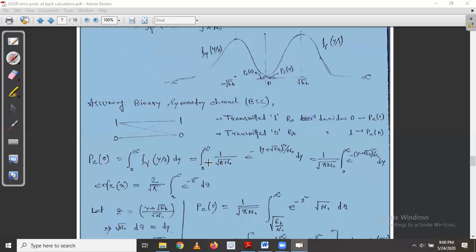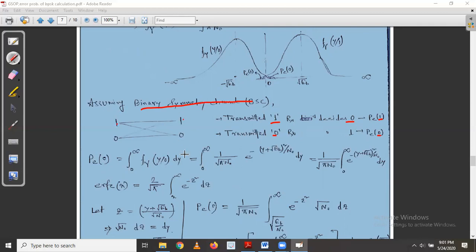Now we are assuming some particular channel that is known as the binary symmetric channel. I think you read it in the subject information theory and coding. What is the concept of this channel, the BSC channel? That I have written very clearly. Transmitted bit is 1, but the receiver decides 0 was transmitted. That is denoted by the probability of error for the transmitted bit. Transmitted bit is 0, but the receiver decides that 1 was transmitted. So the probability of error for the transmitted bit.